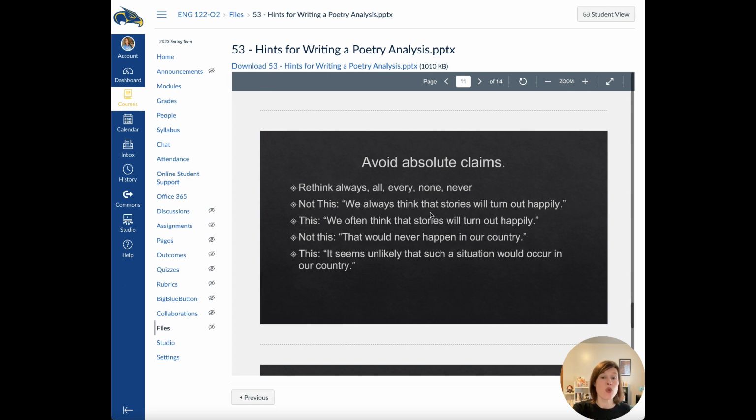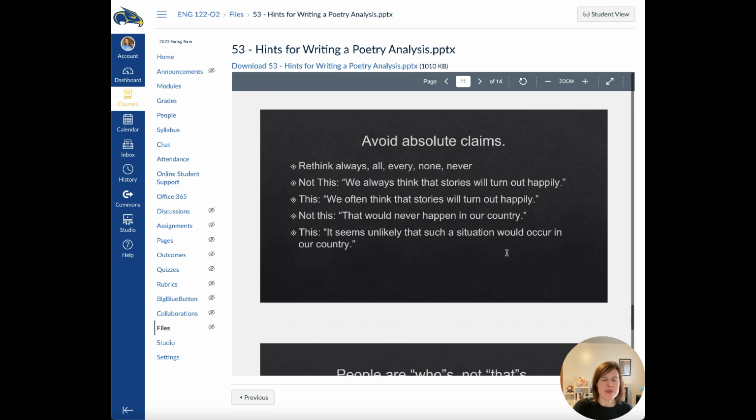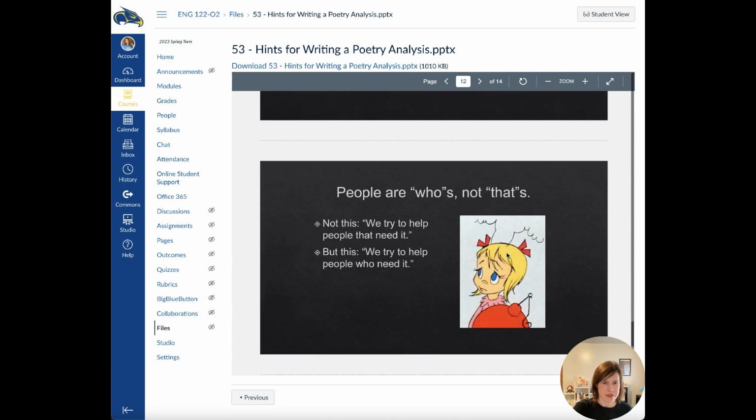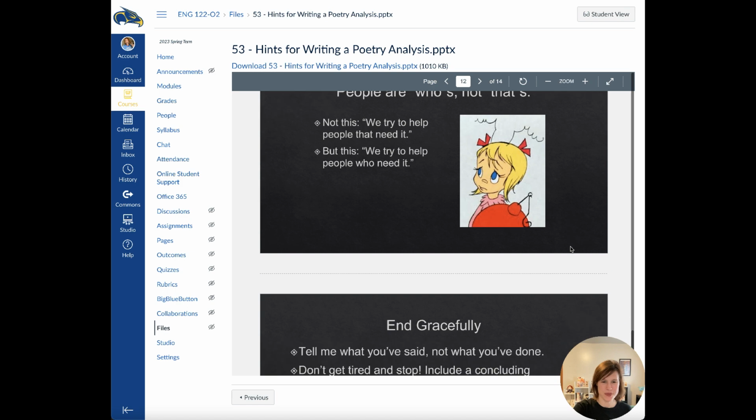So instead say, we often think stories will turn out happily. Don't say, that would never happen in our country. Who knows? Say, it seems unlikely that would happen in our country. Like you can say something and express your opinion, just don't use absolutes, right? People are who's, not that's. So don't say, we try to help people that need it. We try to help people who need it, right? They're who's, like Cindy Lou Who.